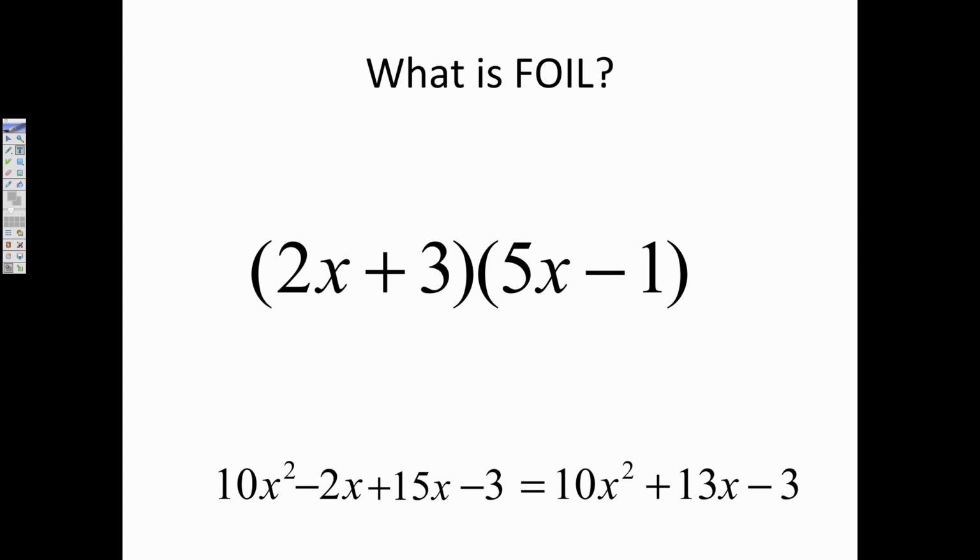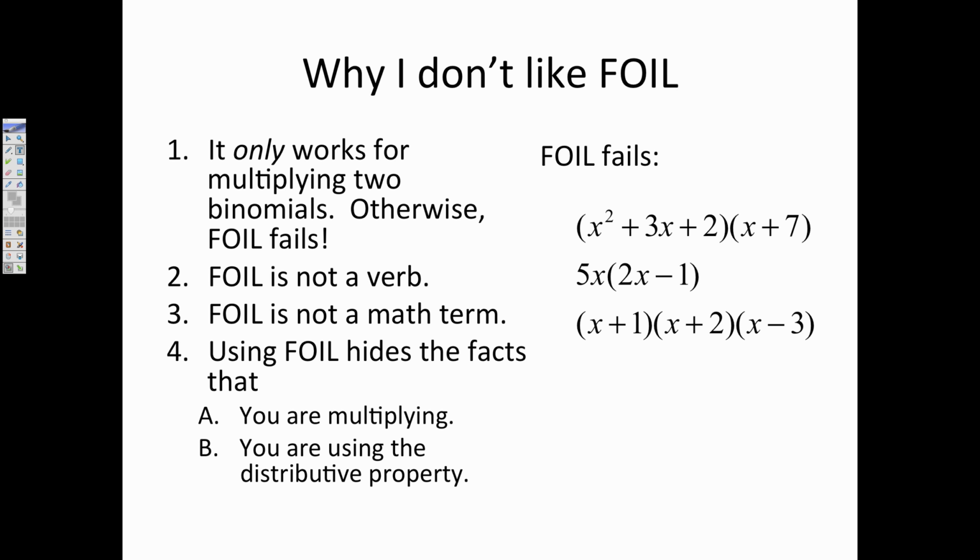Now, here's why I don't like it. First of all, it only works for multiplying two binomials. Otherwise, FOIL fails. So if you look to the right, x squared plus 3x plus 2 times x plus 7 can't be multiplied using FOIL. You actually have to either use expansion boxes or you have to use the distributive property directly. The second one is not two binomials, so FOIL fails as well.